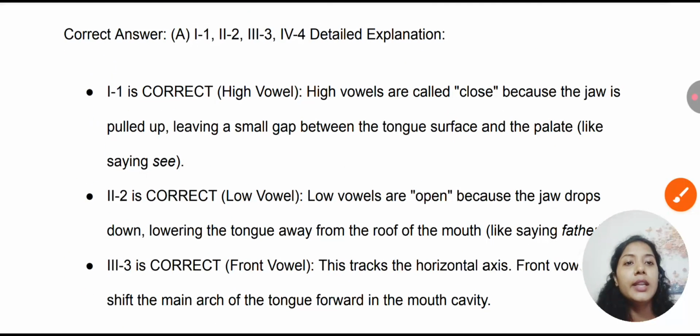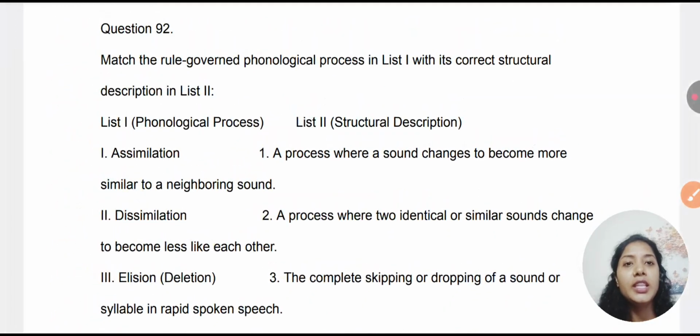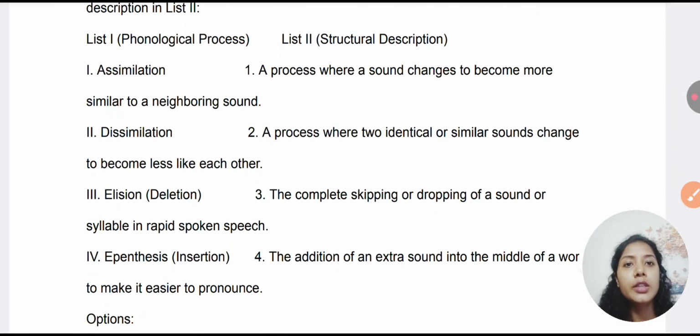Now let's see the correct answer. Sorry, next question. काफी टाइम हो गया. एक ये देख लेते हैं, ये भी इंपॉर्टेंट क्वेश्चन है, फिर फिनिश करते हैं.